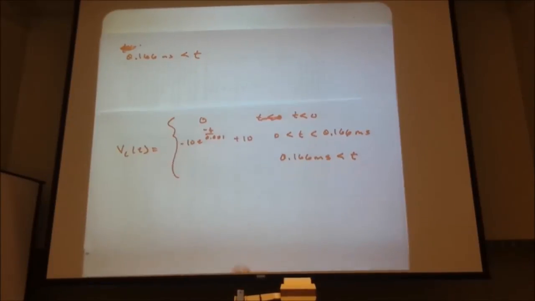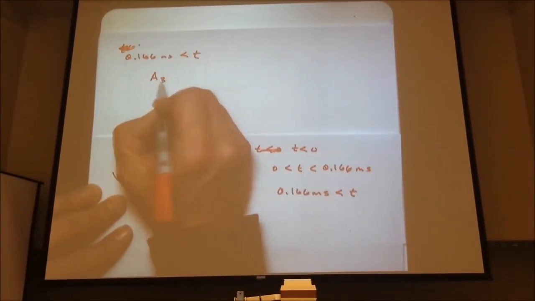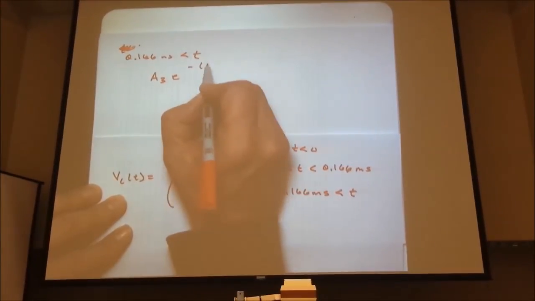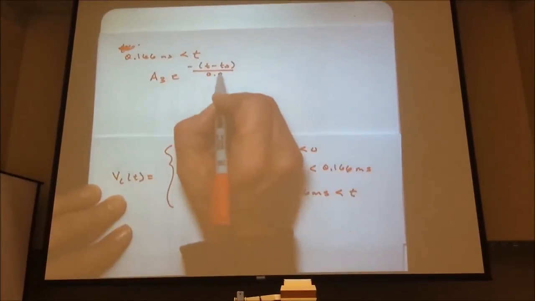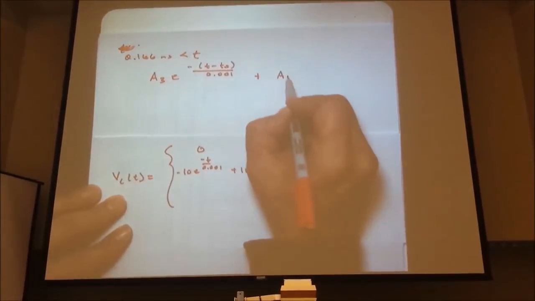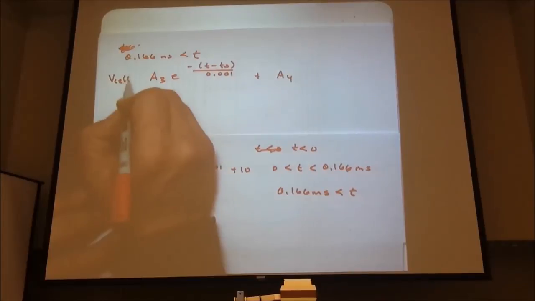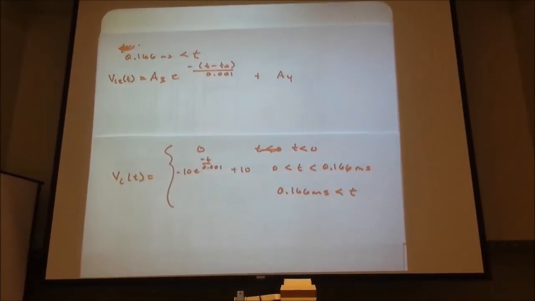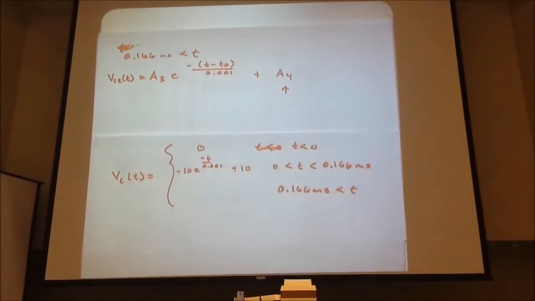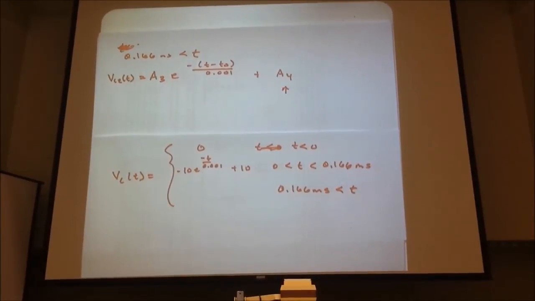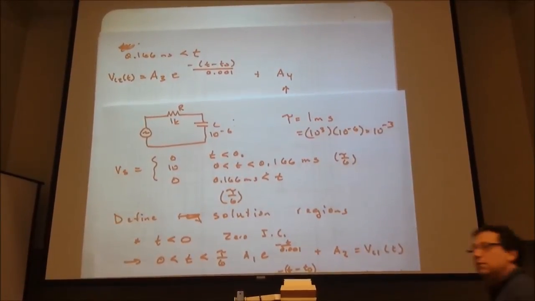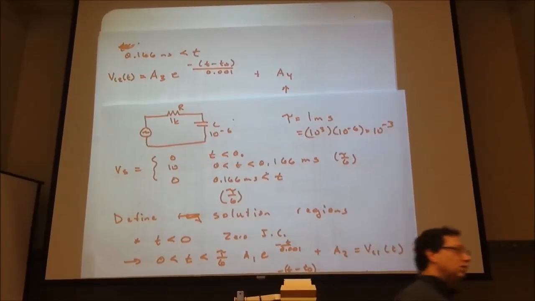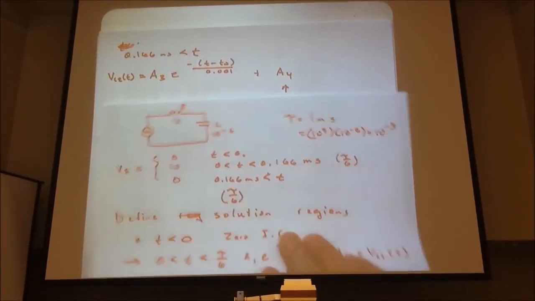So what does our t greater than 0.166 milliseconds expression look like? Well, again, it was the same form. We had A3 e to the minus t naught over 0.001 plus A4. That was our VC2 of t. Again, this is the DC steady state for this region. And going back to our source, our source turns off at 0.166 milliseconds.